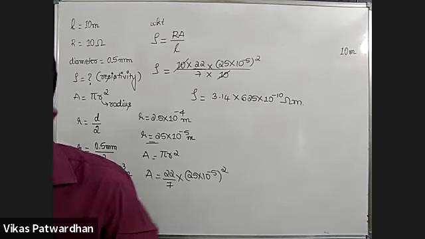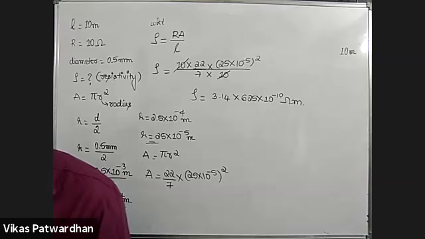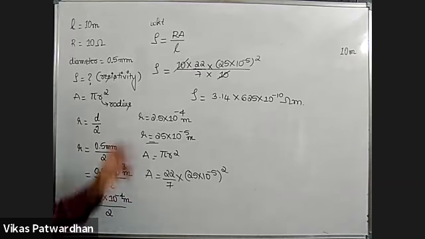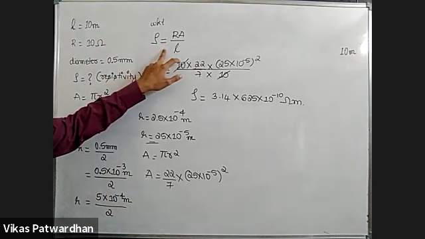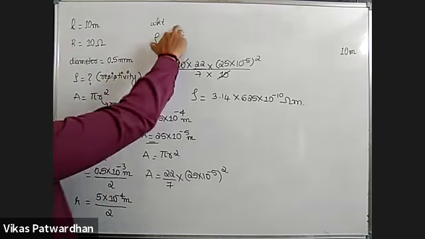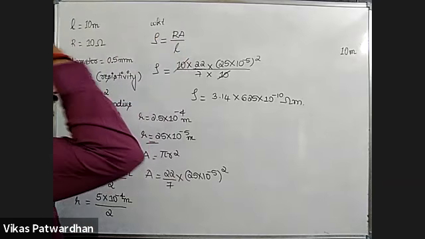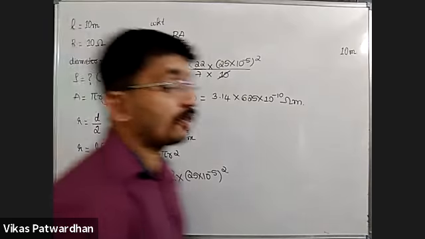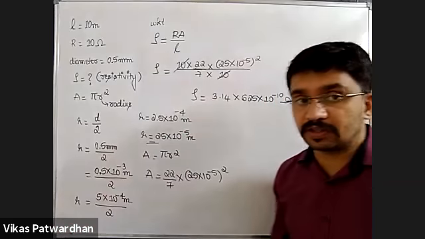Fine. What is the formula? Rho is equal to RA by L. I have written the formula. Which values do I know here? I know the value of R, I have written 10. I know the value of length, I have written 10. Do you know the value of area as it is? The answer is no.